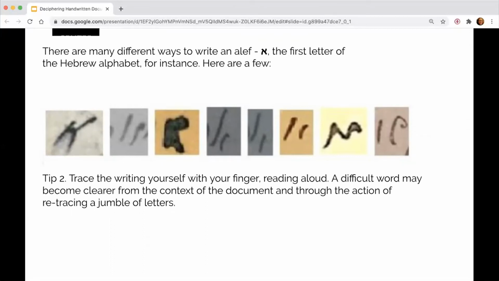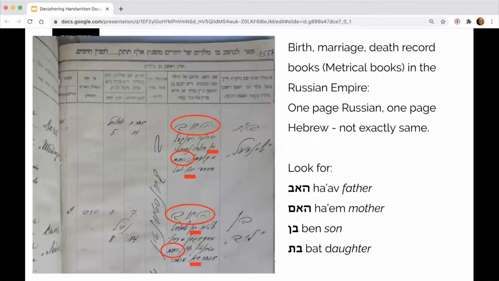So the second tip is get to know the handwriting of the document you're looking at. See, does the person lift the pen between strokes? This can help you figure out the shape by tracing the letter in the air with your finger, and can help you figure out what the letter patterns are.